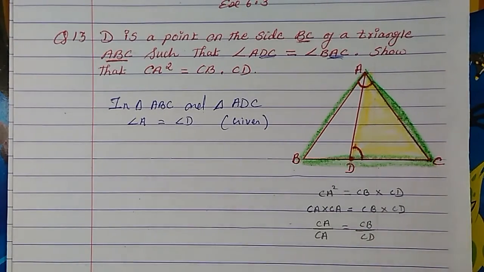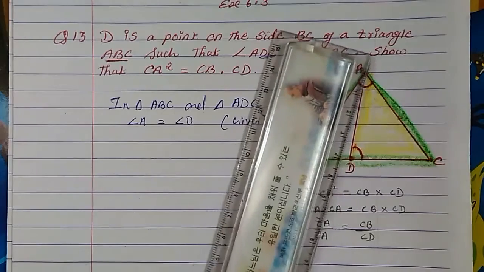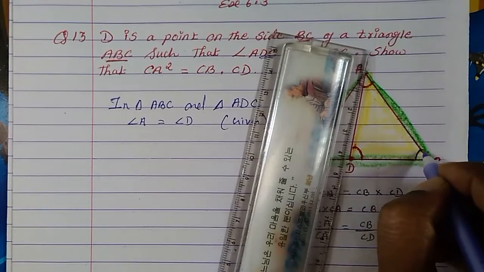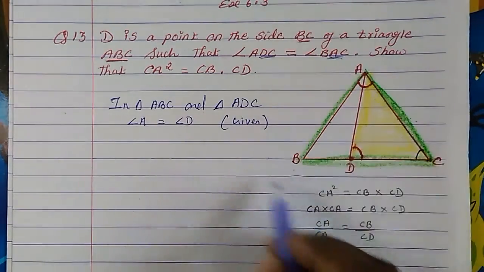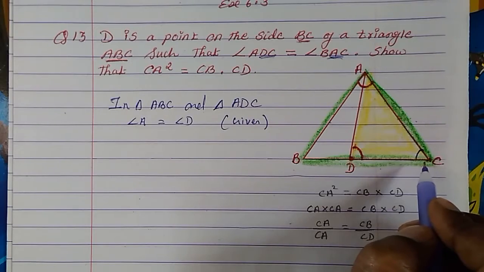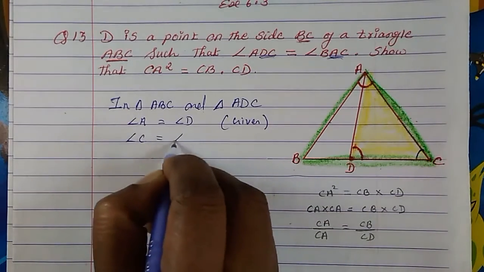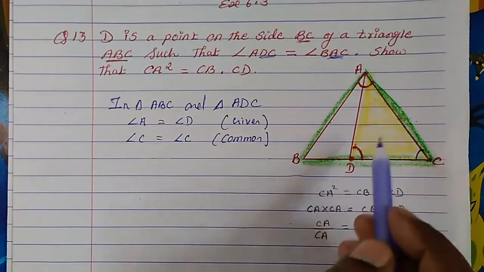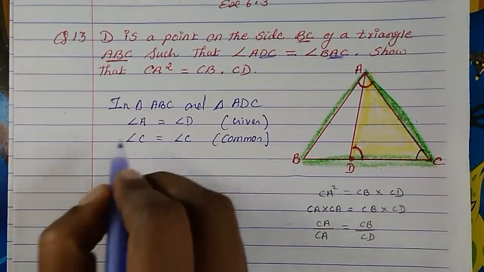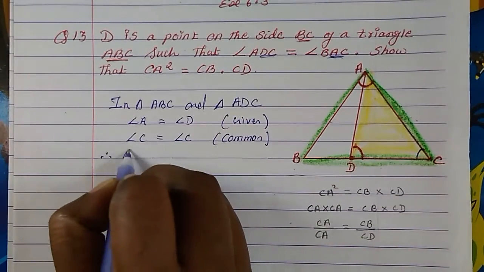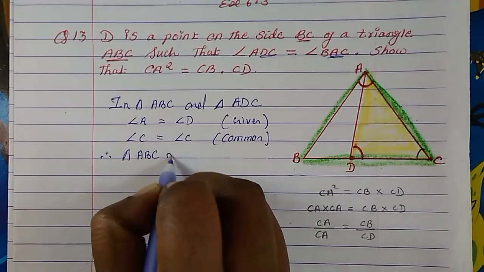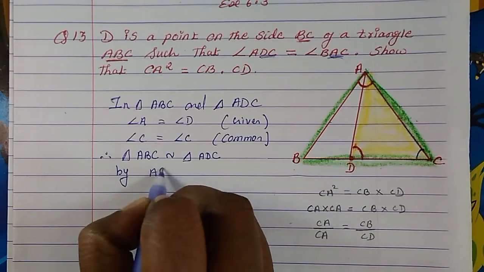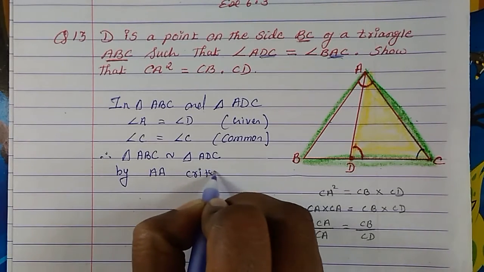Then what are the things? If you look at this yellow color triangle, you have angle C. And look at this green color triangle, the big one. There also angle C is part of it. So that means angle C is equal to angle C, common. So angle C is common for both the triangles. So now can we say that therefore triangle ABC is similar to triangle ADC by angle criteria.